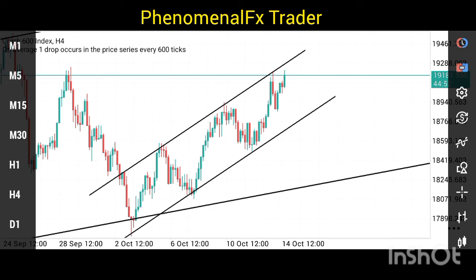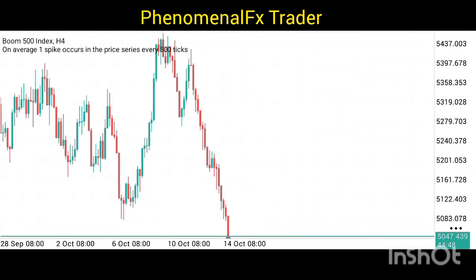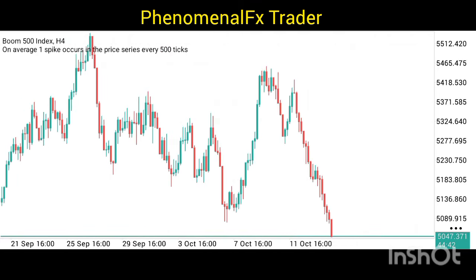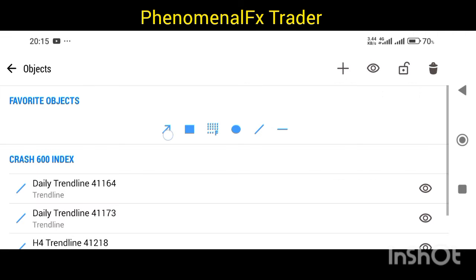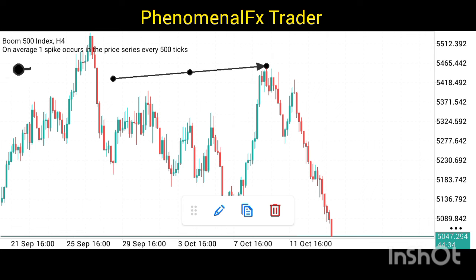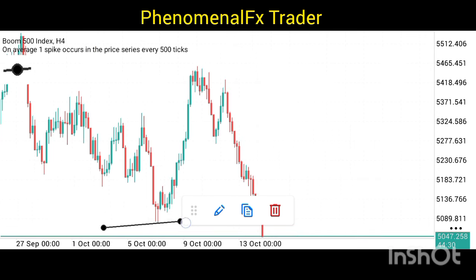Okay, so let's quickly check another Boom and Crash pair. Boom 500 index. It's been selling massively on this 4 hourly time frame. Right now, the structure looks bearish because of the lower highs and the lower lows. This is a high, this is a low, it's a lower high, and this was actually a low before the market then broke and went below it.